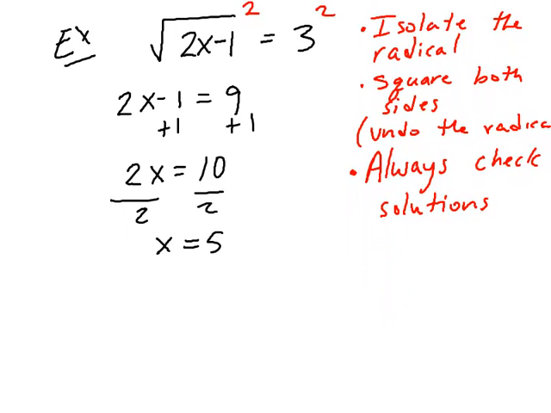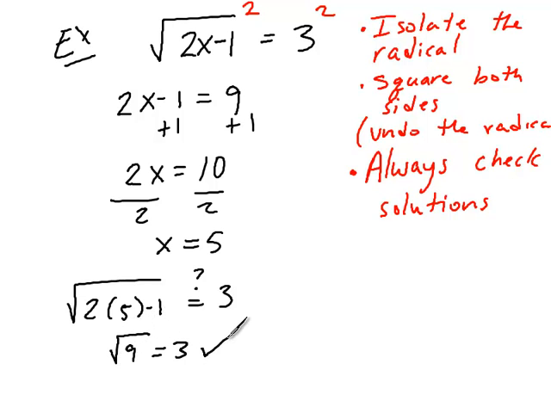And then what we need to do is check and make sure that this solution is valid. So if we plug 5 back into the original, we want to know if this is true. 2 times 5 is 10, 10 minus 1 is 9, and the square root of 9 is 3. So our answer is x equals 5.